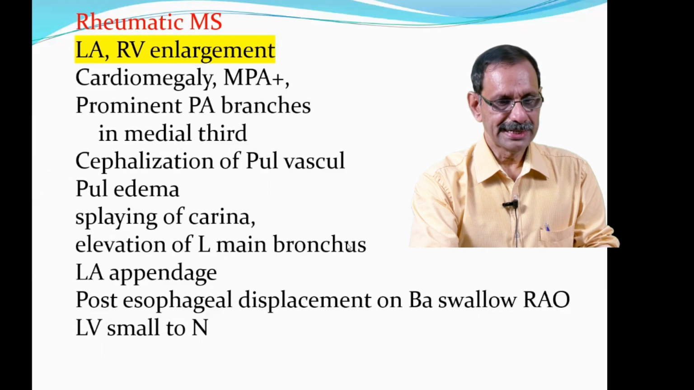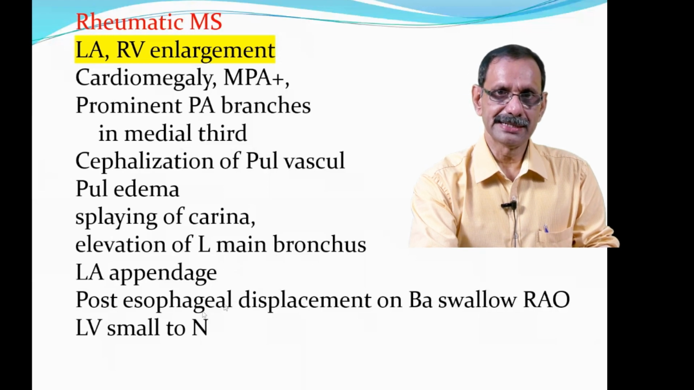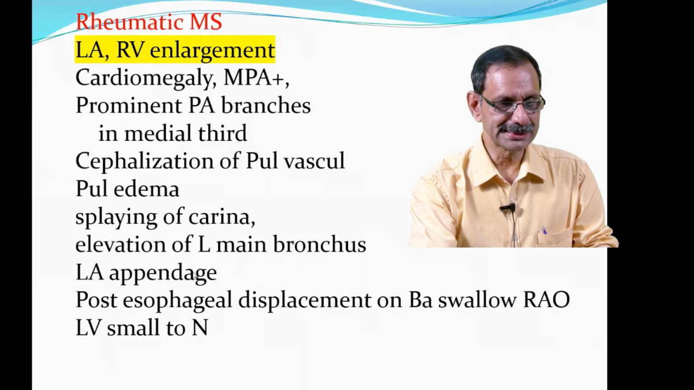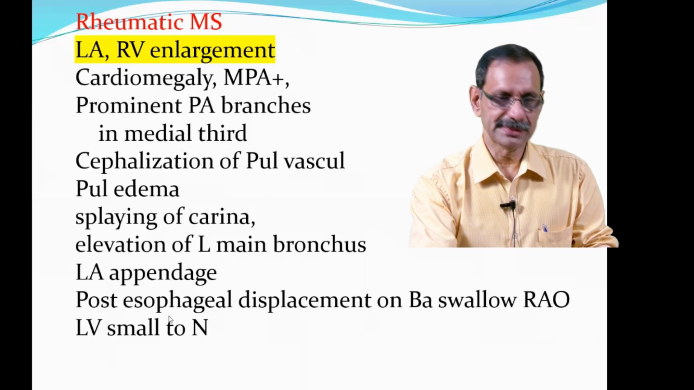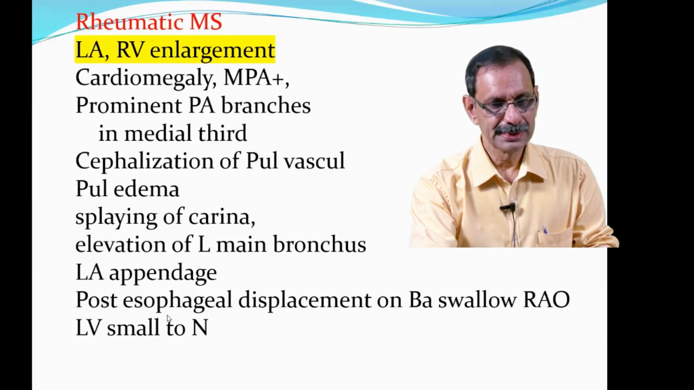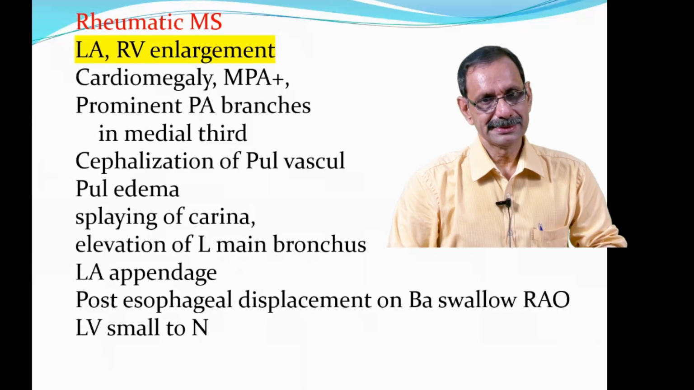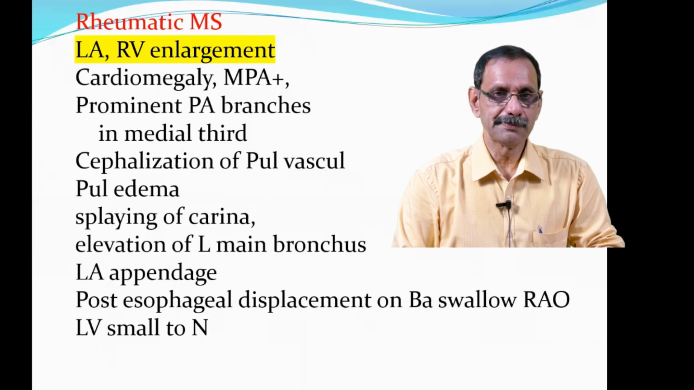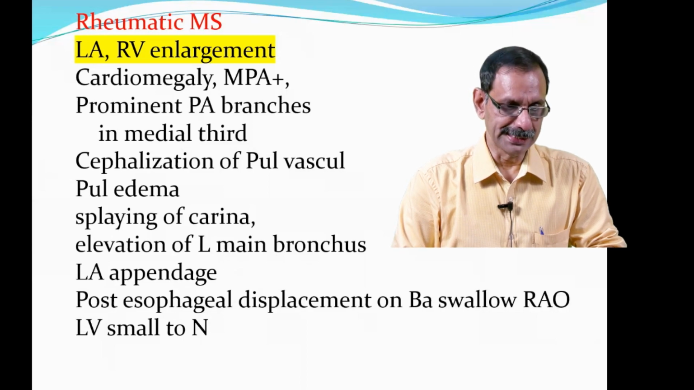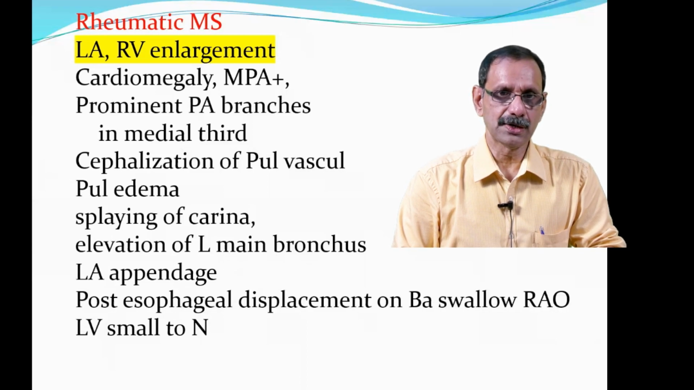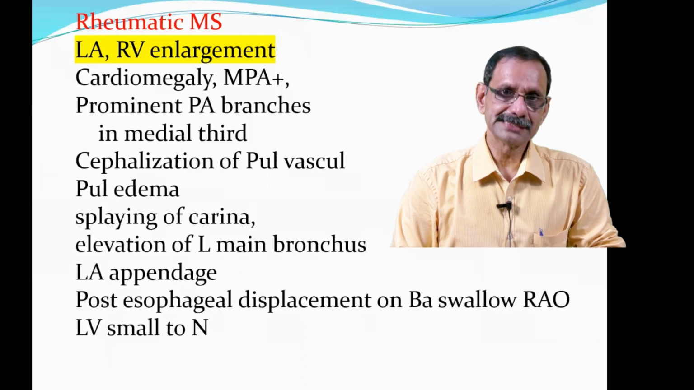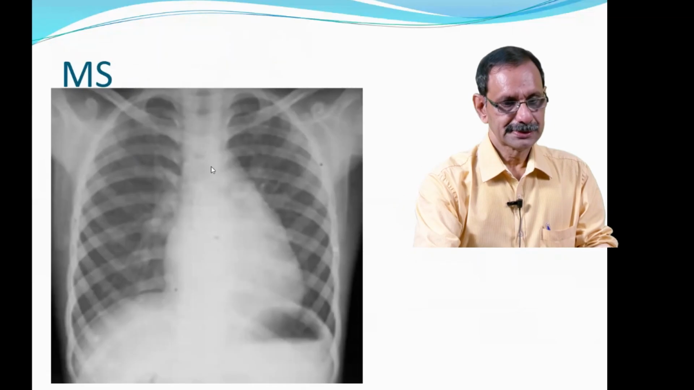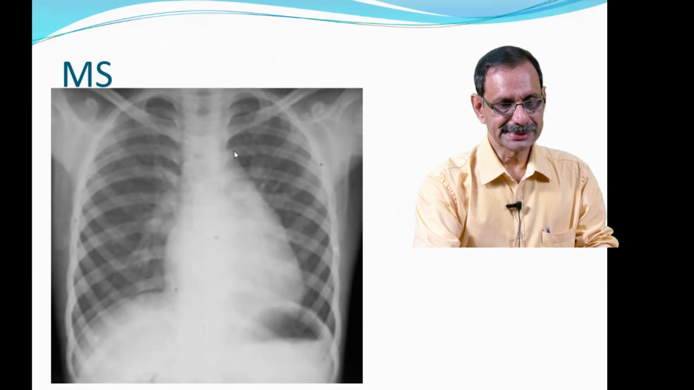The splaying of the carina and elevation of the left main bronchus, I already said, is hardly ever noticed. Left atrial appendage may be seen on the left cardiac border. And if a barium study is done, it is not done these days, there will be posterior esophageal displacement. Left ventricle will be either normal or small because in mitral stenosis less blood is coming to the left ventricle, so there is no reason for the left ventricle to enlarge. So this is a typical mitral stenosis X-ray.